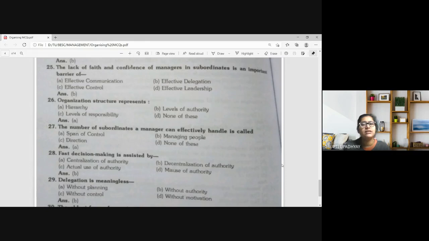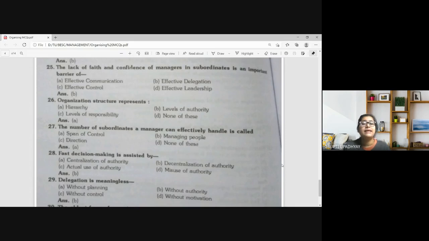The lack of faith and confidence of managers in subordinate is an important barrier of A, effective communication, B, effective delegation, C, effective control, D, effective leadership. Lack of faith and confidence of the managers in subordinates is an important barrier for effective delegation. Answer is B.